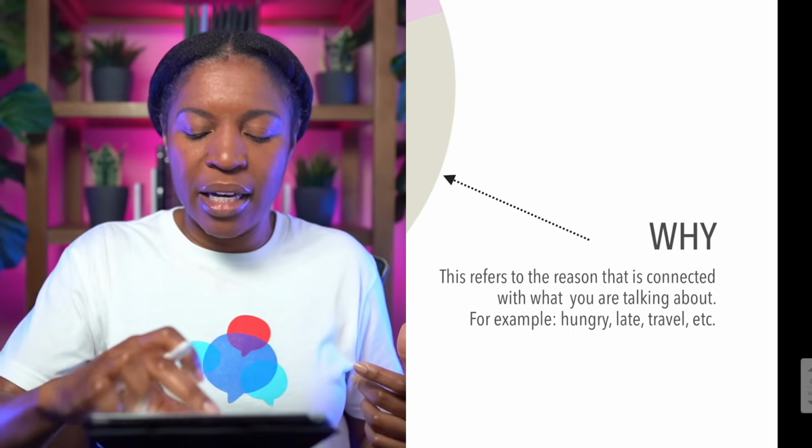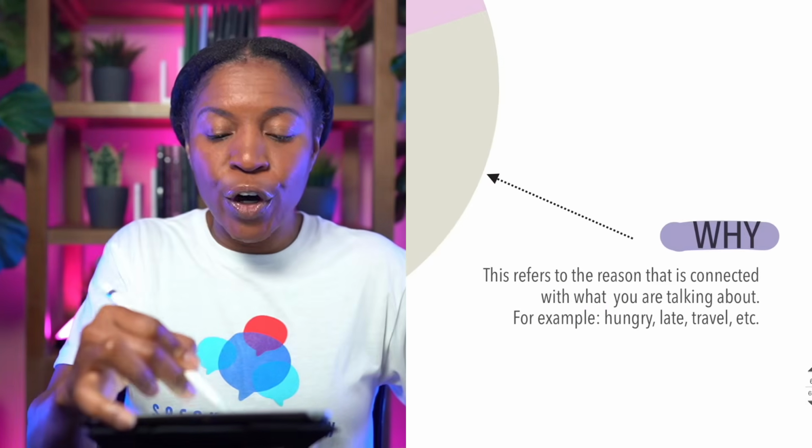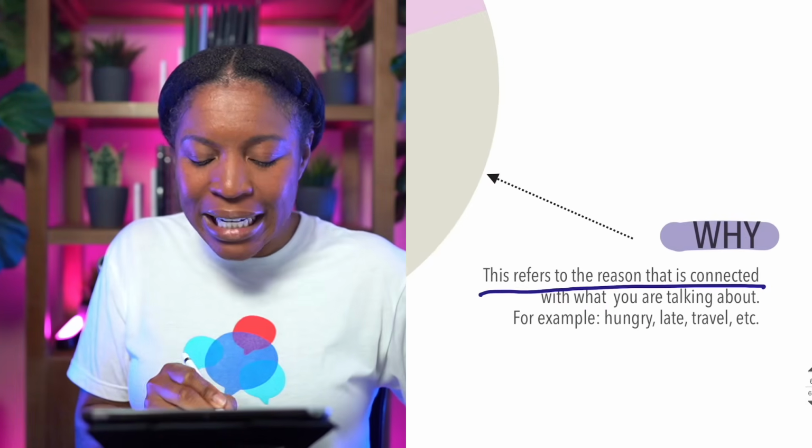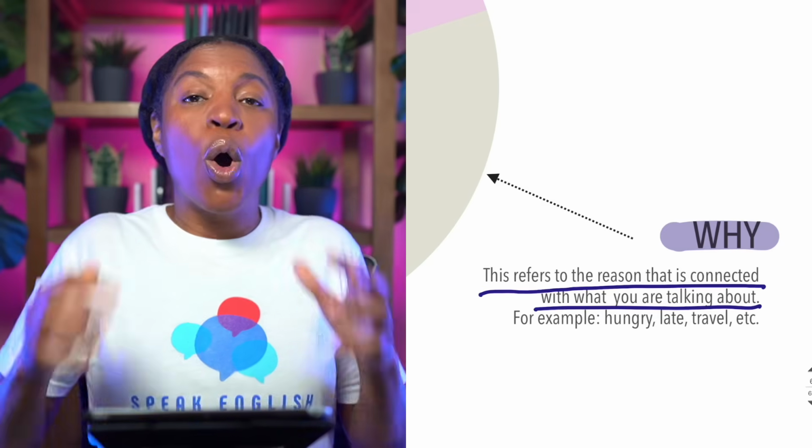The reason why the 5 W's method works so well to help you as an English learner improve your English fluency is because it finally shows you what English fluency looks like to the human brain. I'm able to describe everything, who, what, when, where, and now we have the why. Why are you telling me this information? So the why refers to the reason that is connected with what you are talking about. Why did the person do what they're doing? Why do you have this opinion? Why insert into the blank?